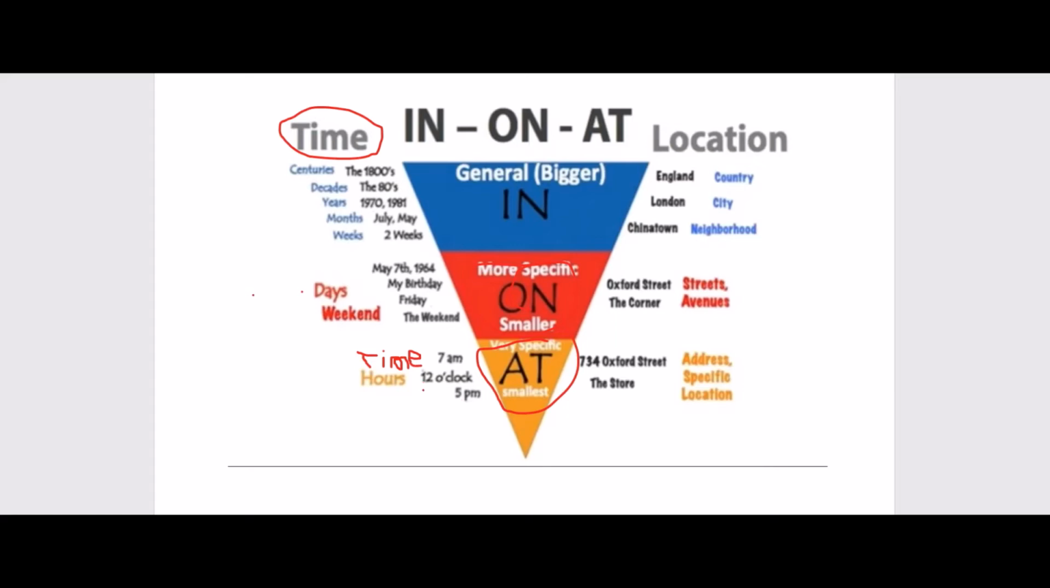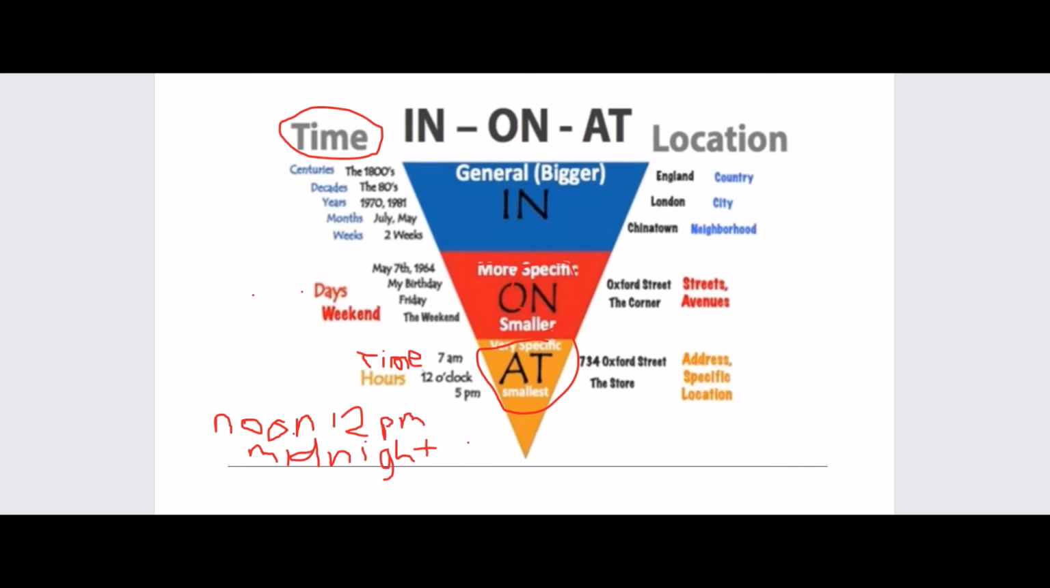5 p.m., 12 o'clock, at 12 o'clock. You can also use noon. Okay, so at noon and midnight. Noon is 12 p.m. That's when you eat lunch. So you can say at noon.